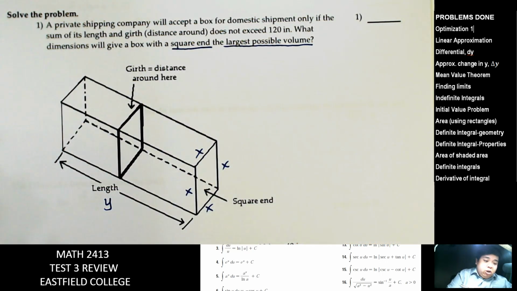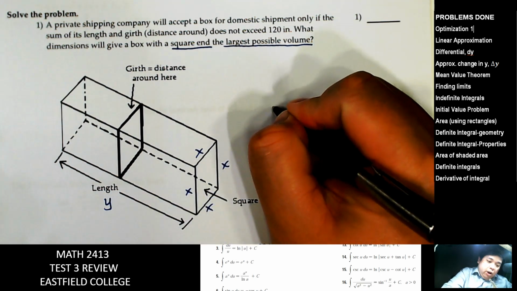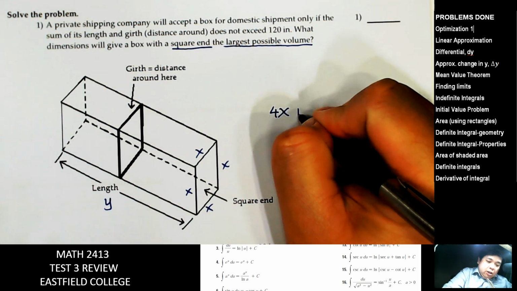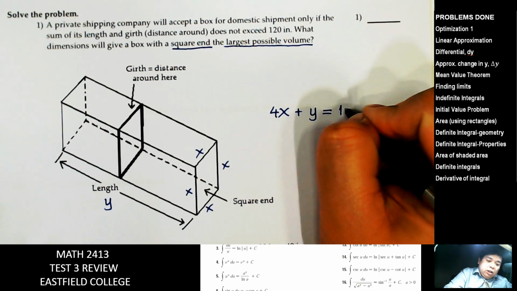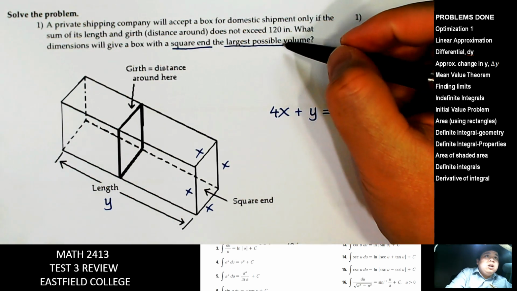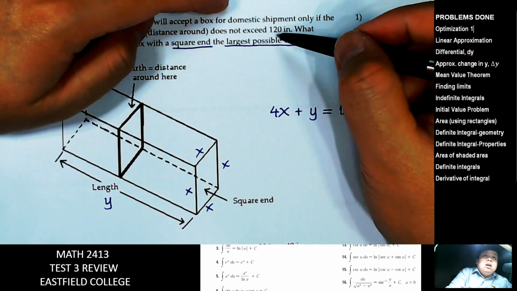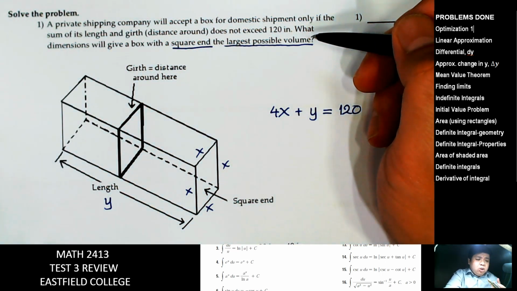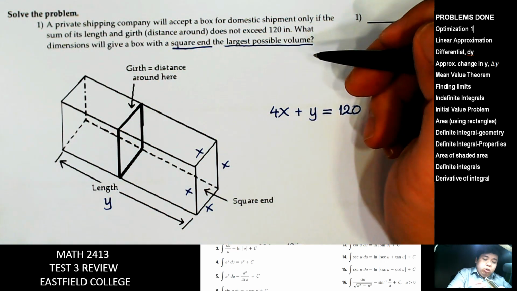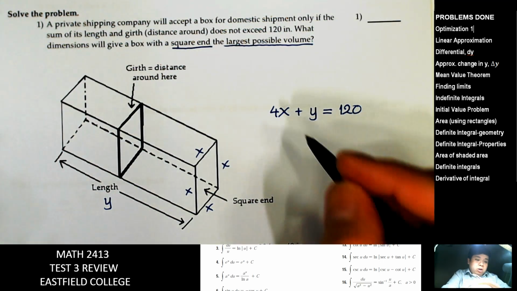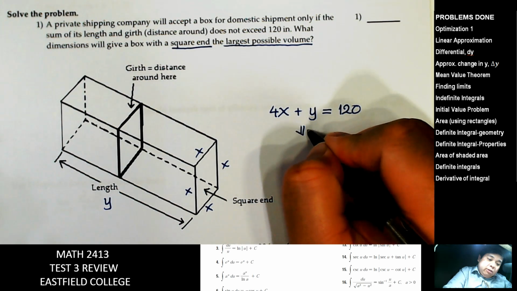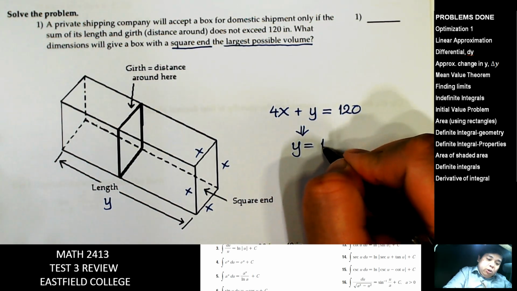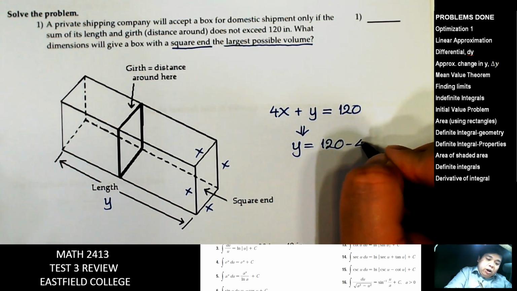So the first thing we have is 4x plus y is equal to 120. It does not exceed 120, but we want the maximum volume, so we're going to make that as big as possible, so make it equal to 120. So from here we can have y equal to 120 minus 4x.